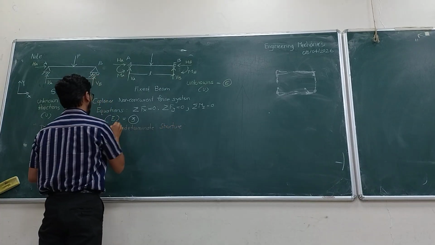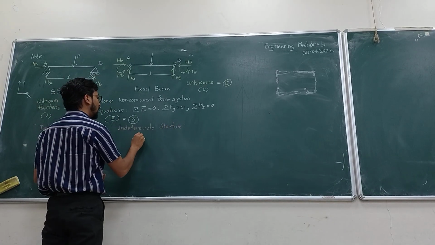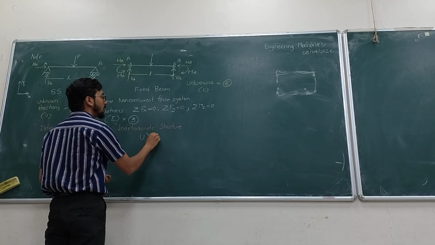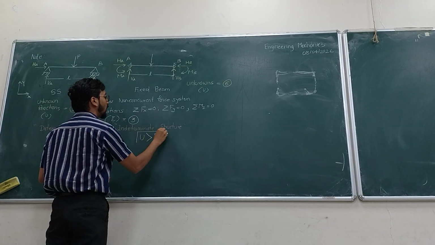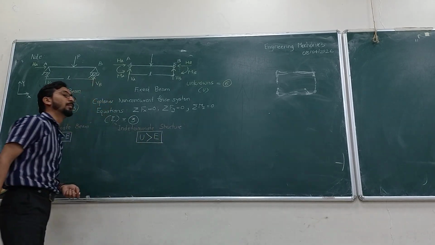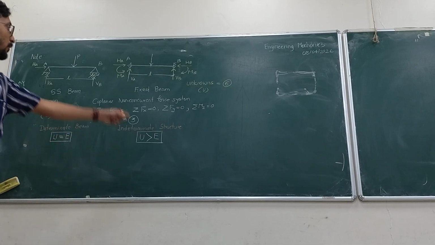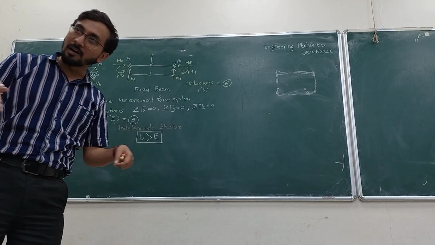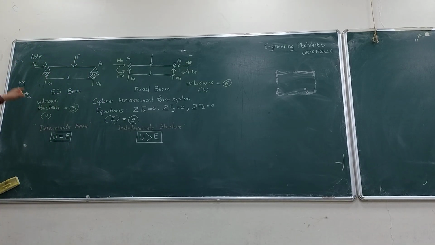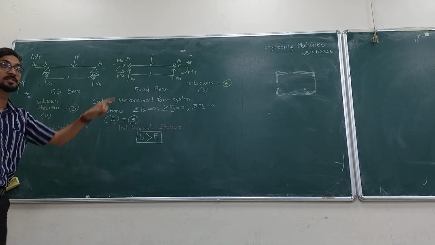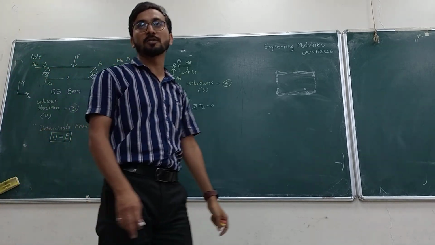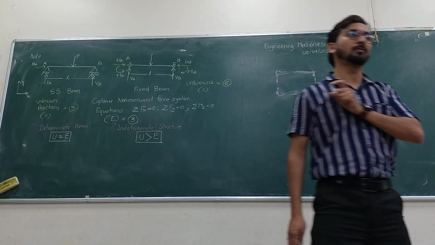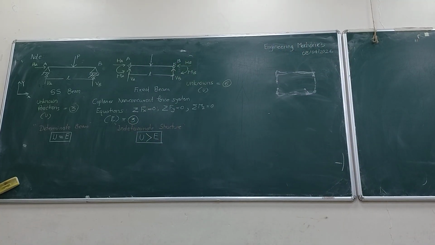Indeterminate structure. And why is it called indeterminate? Number of unknowns is more than number of equilibrium equations available. That is why we can't solve this. And currently the topic is internal forces of determinate beams. Not this. This you will learn in structural analysis. Got this?